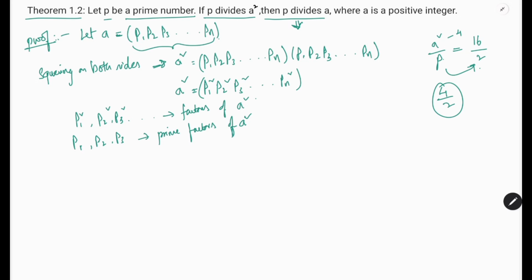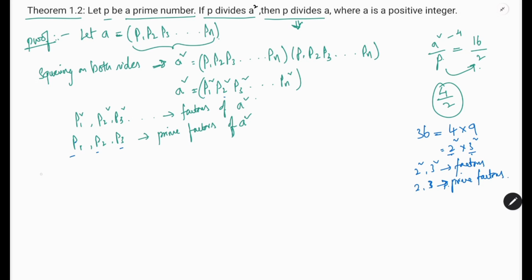See, for example, if I take the number 36, 36 is 4 into 9. 4 is 2 square, 9 is 3 square. So 2 square and 3 square are factors, but here 2 and 3 are the prime factors. That means these are prime numbers. The same way, p1, p2, p3 are the prime factors of a square.